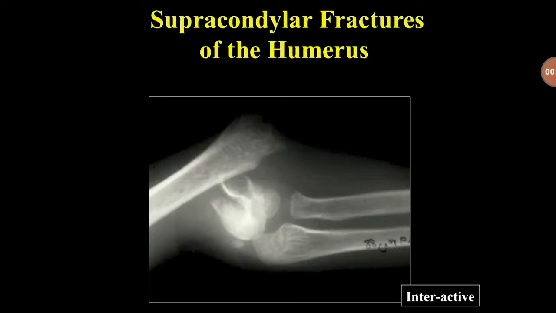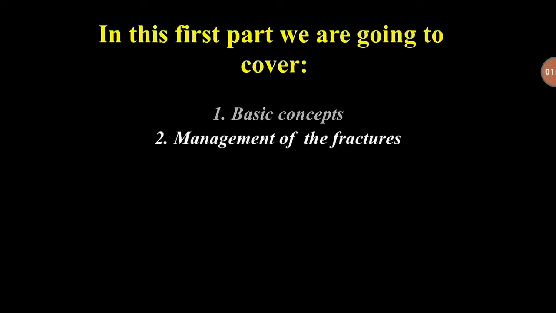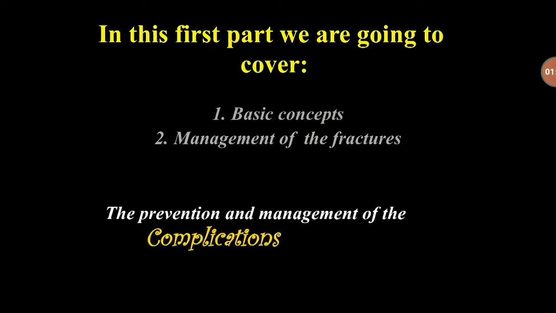Well, today we're going to talk about supracondylar fractures of the humerus, and this often strikes fear in most orthopedic surgeons. This is just part one. This is a pretty extensive discussion because this is a pretty complex injury and has a lot of problems associated. In this first part, we're going to cover the basic concepts and the management of the fractures, and the prevention and management of the complications is going to be covered in part two. Hopefully, if you learn part one, you don't have to worry about part two. Okay, at the end, you'll just be treating someone else's complications.